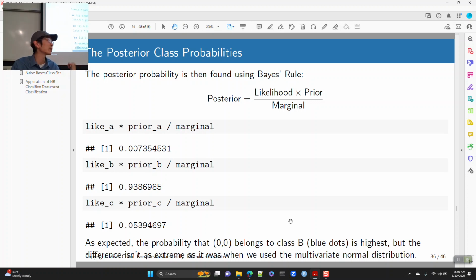So here's the naive Bayes classifier. You take your multivariate normal and turn it into a product of multiple univariate normals. That's what we do for the naive Bayes classifier. We treat our predictors as independent.